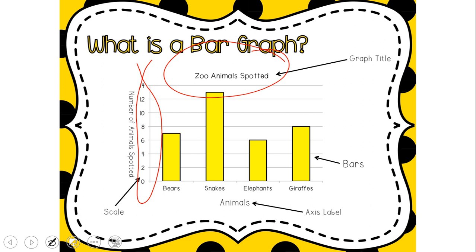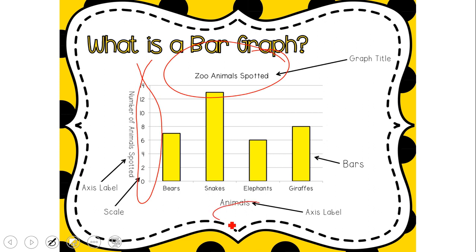And some of the scales can start at 1, some of them go up by 2, some of them go up by 3s, by 4s, by 5s. So you need to pay close attention to the scale because that will tell you what your answer is. And if you're not paying attention and you're just guessing that it's going to go up by 1 or 2, you could get it wrong. So pay attention to the scale.